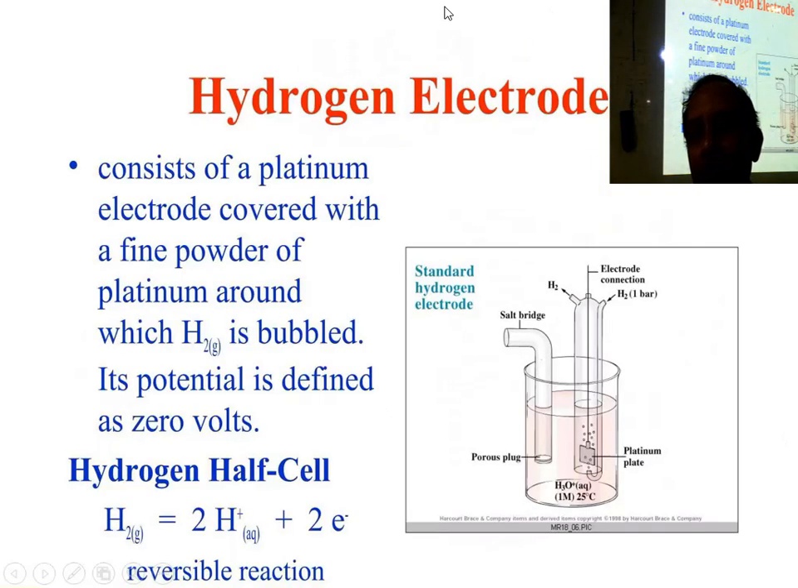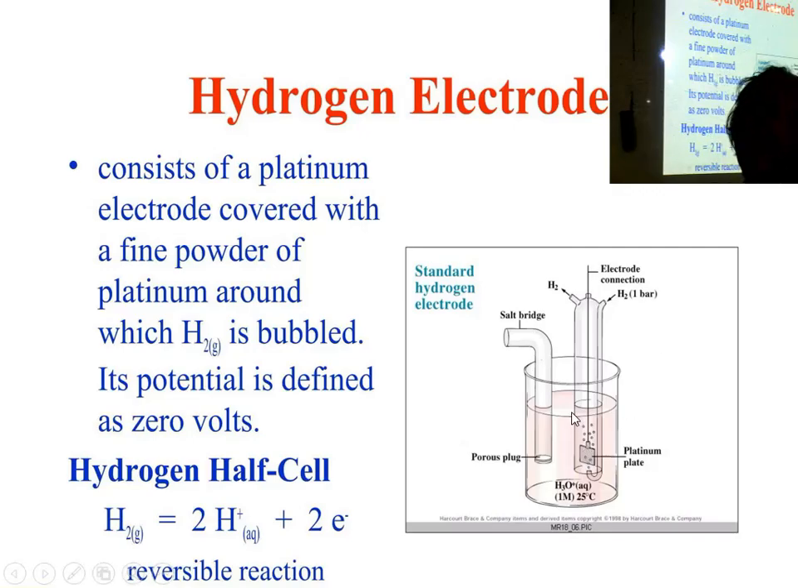Hydrogen electrode, yes, actually you are talking about the hydrogen electrode, how it works and all this, na? Just see, this is the actual system. You have a solution, and in between you have some hydrogen bubbling system. You can bubble hydrogen through it, and here there is a platinum electrode.